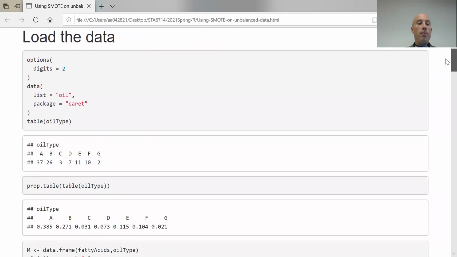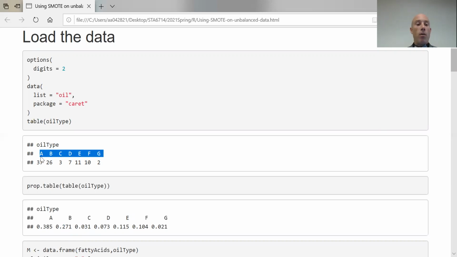Let's load the data. Here, we're going to use the oil data from caret. In that, there are 2 actual sets of data. There's oil type, which is the target variable, but there is also the fatty acid data set, which is the collection of predictor variables. All right, so if I look at oil type, we have oil type A, B, C, D, E, F, and G.